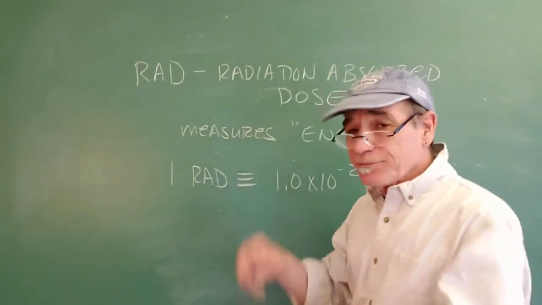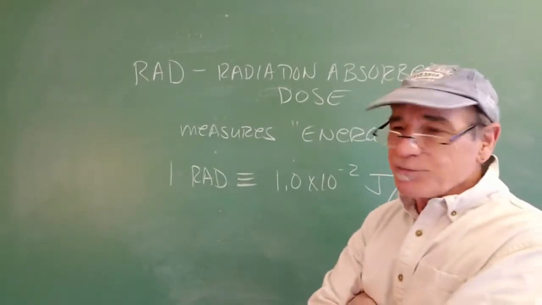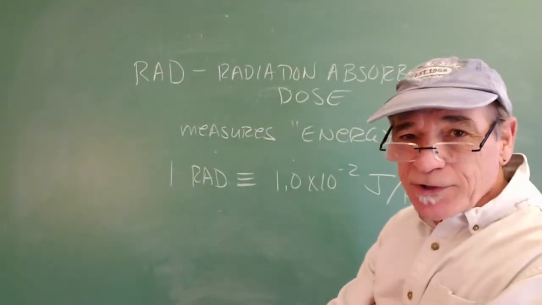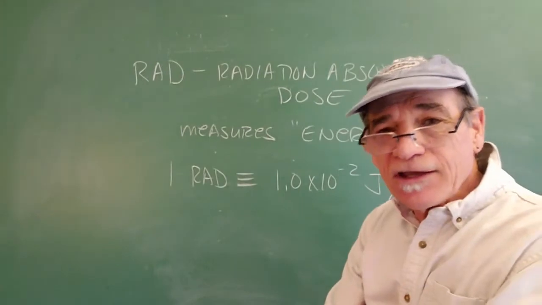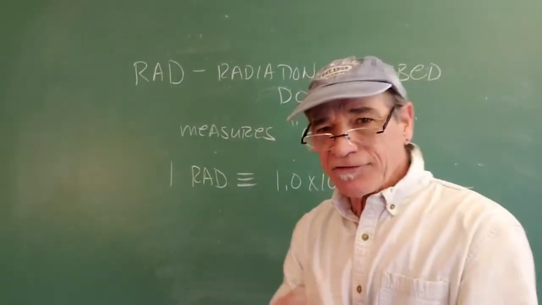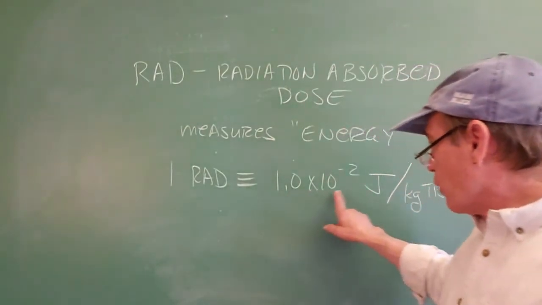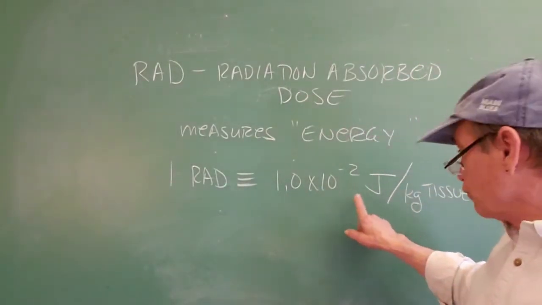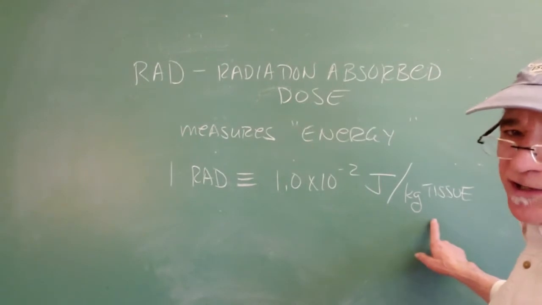All right, now this unit of measurement, the rad, does point toward biological damage because it addresses the amount of energy that's imparted to you when a radioactive particle hits you. By definition, a rad is equivalent to 0.01 joules, 1 times 10 to the minus 2 joules, per kilogram of body tissue.